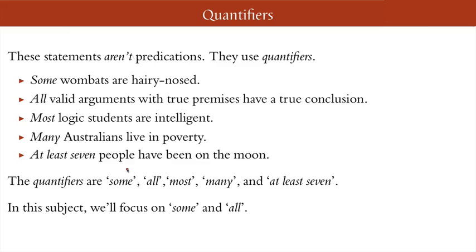Some wombats looks for one or a few. All valid arguments select for all of the valid arguments. Most logic students needs a majority from among the logic students, and so on. It's a different mode of picking out objects to describe them from our other technique, that of naming those objects. Now, there's lots to say about the logical behavior of all of these different sorts of quantifiers, but in this subject, when we cover first-order predicate logic, we'll focus on the two quantifiers which have the most clear and precise behavior, some and all.